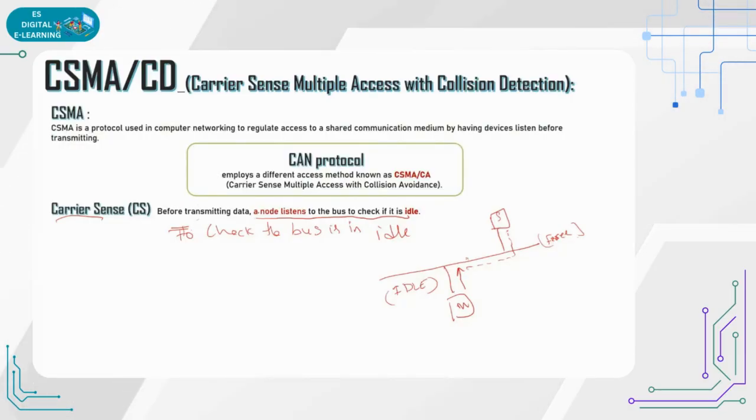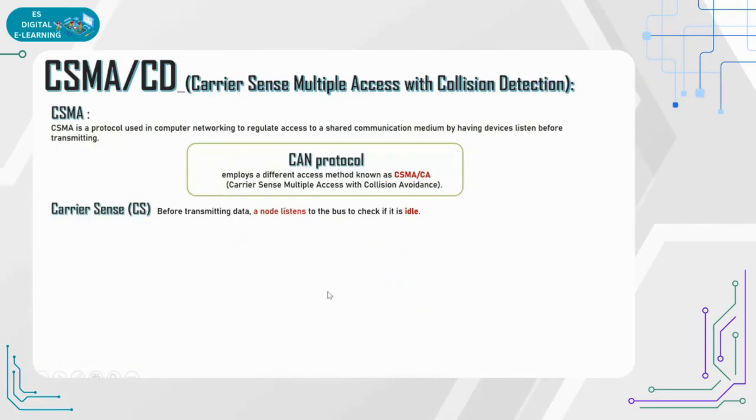Before transmitting the data, a node listens to the bus to check if it is idle, or you can write down, to check whether the bus is idle or not. To check that will be the carrier sense. So these are for knowledge purposes. In interviews, they very rarely ask you, but you should be aware of this concept.